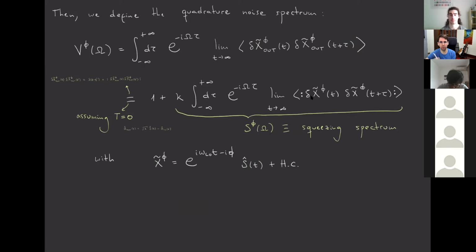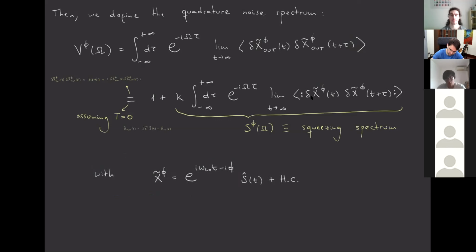And you will understand in a second why we call it squeezing spectrum, because whether you have squeezing or not in your system, it's completely determined by this part in here. Okay? And as I said, this object here is also a slowly varying quantity, so a slowly varying system quadrature. Okay?